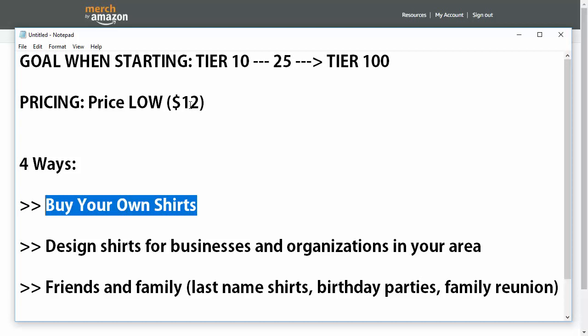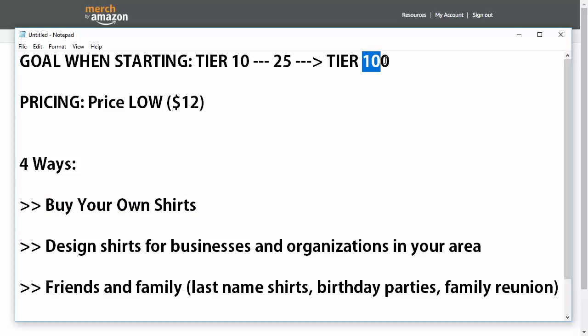Because remember, it took me 9 months to get to tier 100. It took me over 4 months to get to tier 25. It took me 9 months to get to tier 100. It could take you literally a week to go to tier 100 if you wanted to, if you just bought 25 designs. And yes, those count as sales. Every sale counts as a sale, whether it's from you or from someone searching on Amazon.